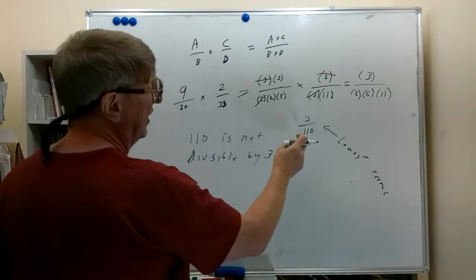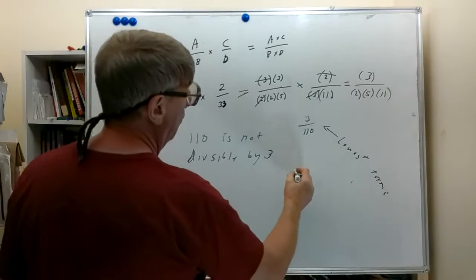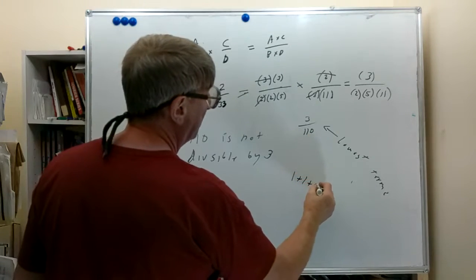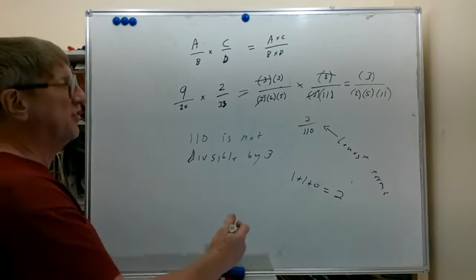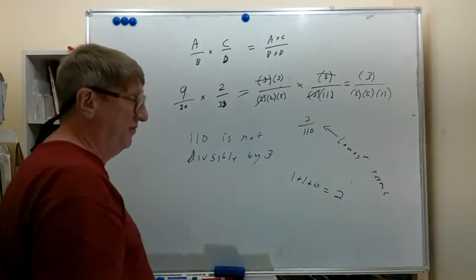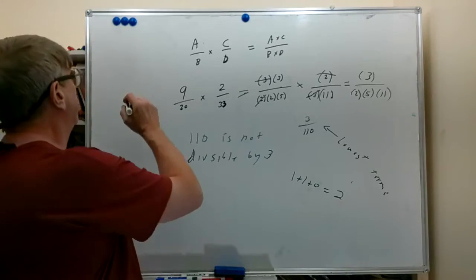Another thing we can do is add the digits up. 1 plus 1 plus 0 equals 2, which is also not divisible by 3. So that's another way to show that 110 is not divisible by 3. The other way is just to try to divide it out, and let's see what we get.